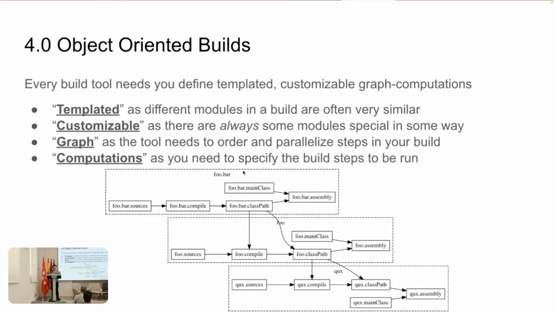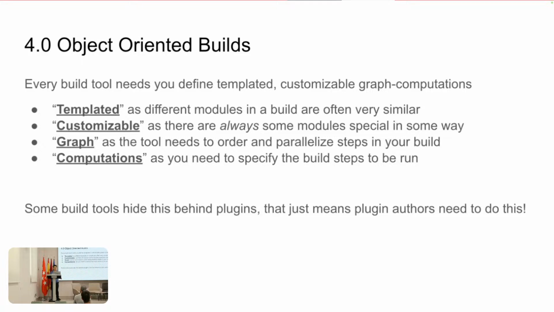You need to customize them specially. And there needs to be a graph, because you need some way to decide who runs first and who runs later. And you need to have computations on each step, because sometimes you need to discover the main class. Sometimes you need to compile something or make an assembly. So every build tool needs a way to define templated customizable graph computations, and these are quite a sophisticated concept. If any of us tried to define an API to make a templated customizable graph computation, it would probably be quite a complicated API. And even if you don't need to do it yourself because you use a plugin, the plugin authors need to do it. So the plugin authors have problems with the API. They'll get it wrong.